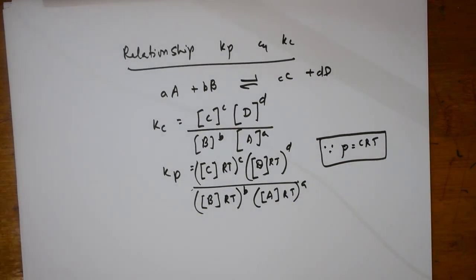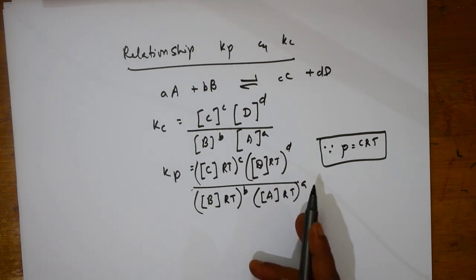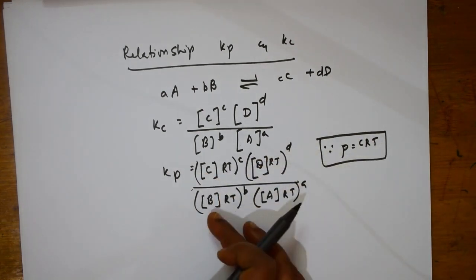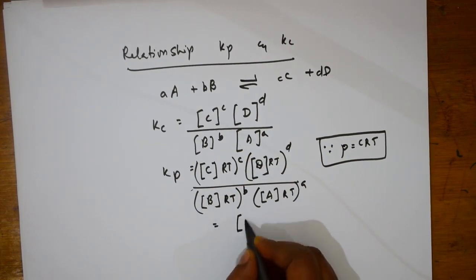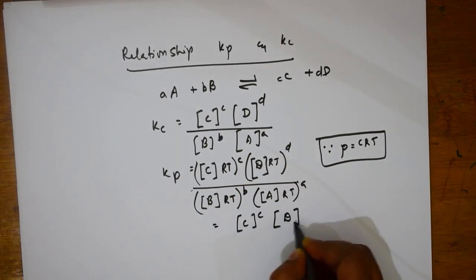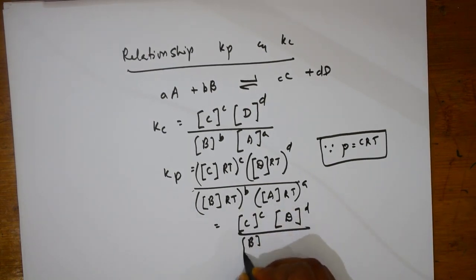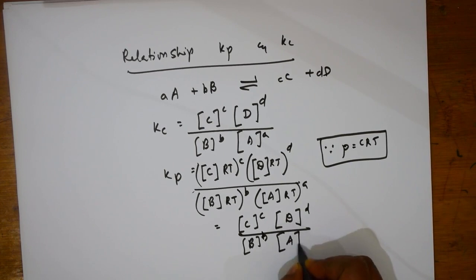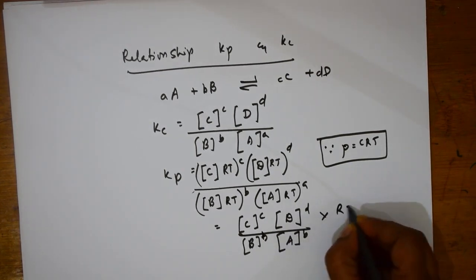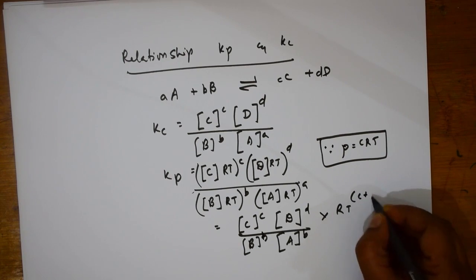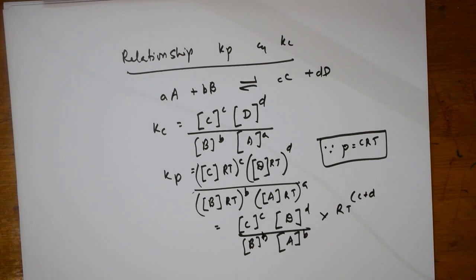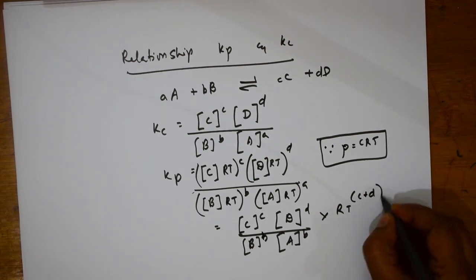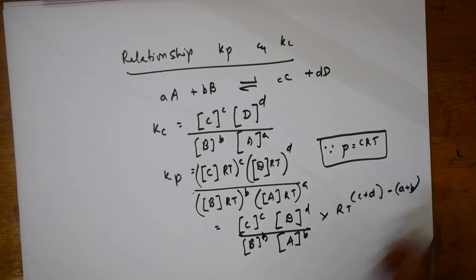Right, so now what can I take? I can take this as common. C, D, A, B are common in both, isn't it? So what is extra? I can write it as [C] raised to the power of c, [D] raised to the power of d, divided by [A]^a [B]^b. This is common for both, isn't it? Which is now into RT raised to c plus d, because we have studied in kinetics, you add the powers, isn't it? c plus d minus (a plus b), right?